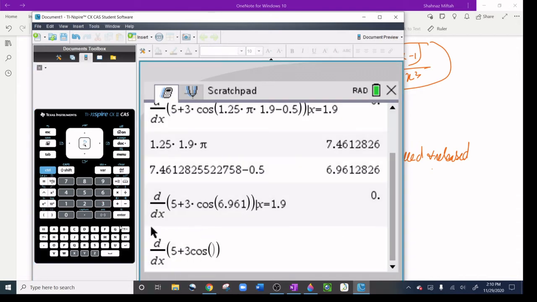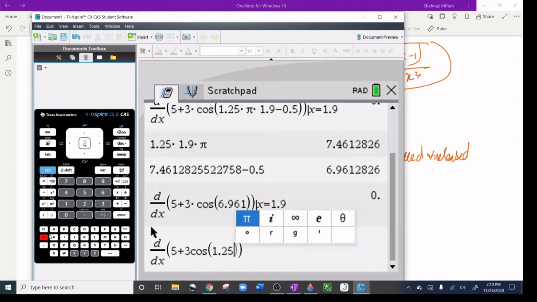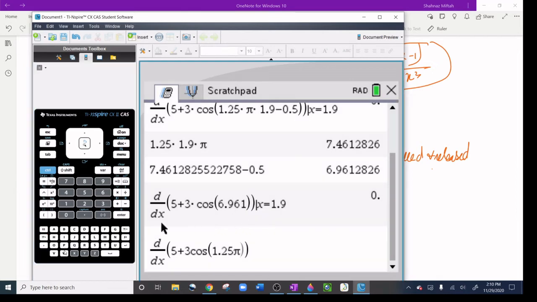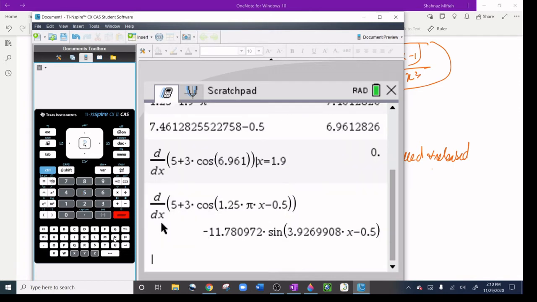Cosine, 1.25 pi, and x minus 0.5, and enter. It gave me all of this when you take a derivative of it.